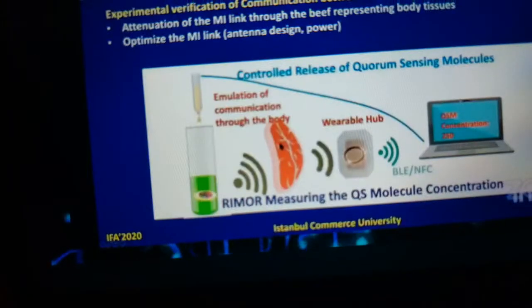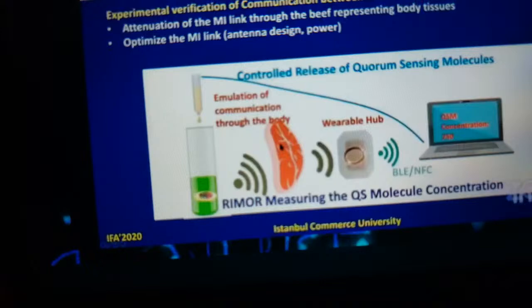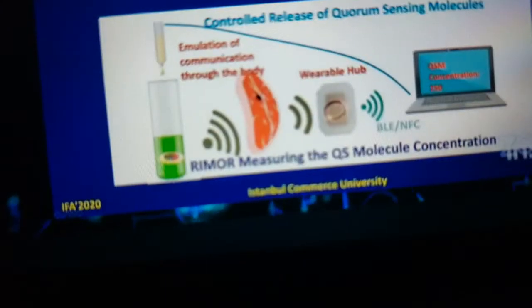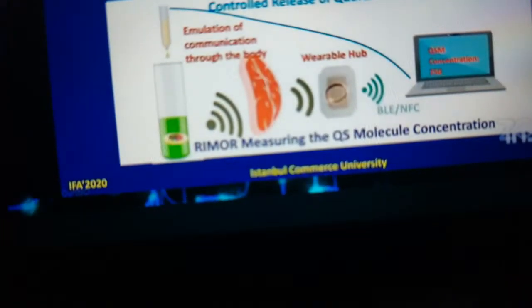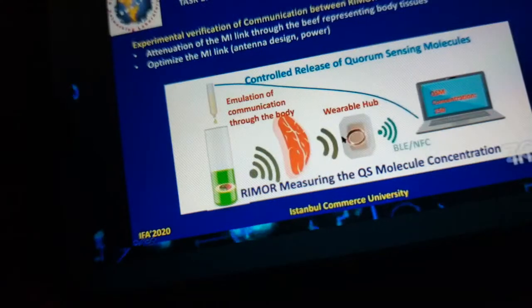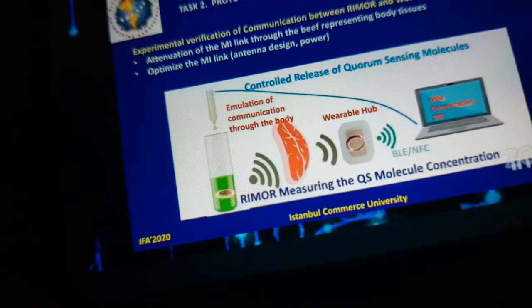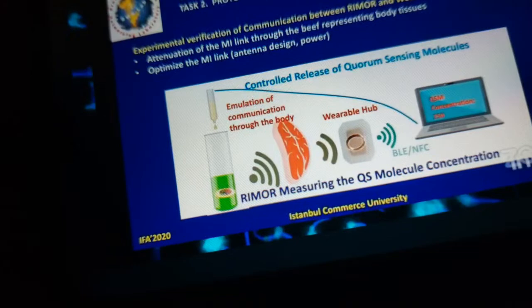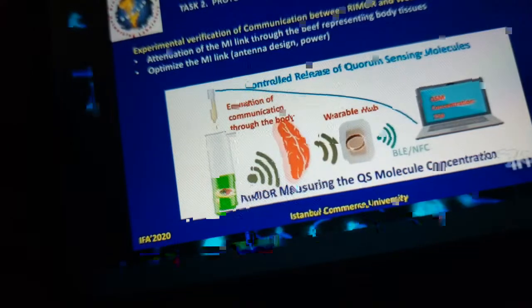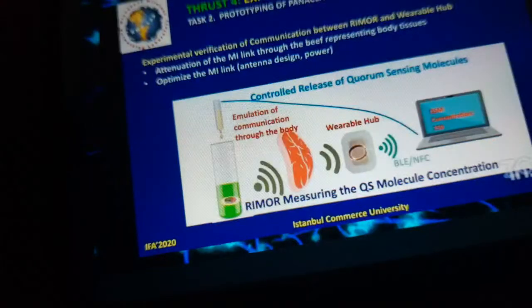And then we also try to mimic the human body. You see a steak here. That doesn't mean that's a real stomach. So we try to mimic the human flesh, like skin, the human body. So now the same concept: it goes through the human body, through this meat, and then through a wearable hub, and then reaches here. Again, we try to measure the quorum sensing molecule concentrations and find out from the concentration level the bacteria status.